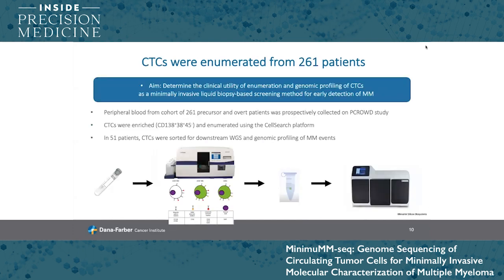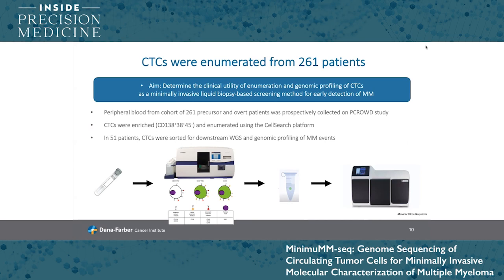And this really brings us to the aim of our study, which is to determine the clinical utility of enumeration and genomic profiling of CTCs as a minimally invasive liquid biopsy-based screening method for the early detection of myeloma using whole genome sequencing. Our experimental workflow included the collection of peripheral blood from a cohort of 261 precursor and overt myeloma patients, prospectively collected on the P-CROWD or PCROWD study at Dana-Farber Cancer Institute.